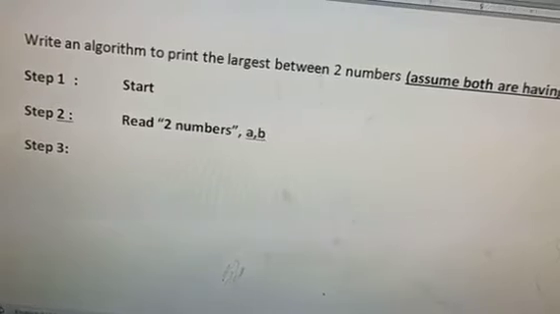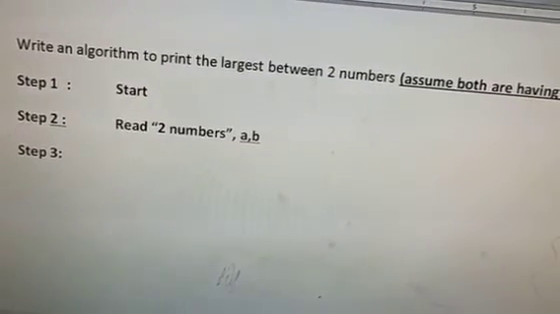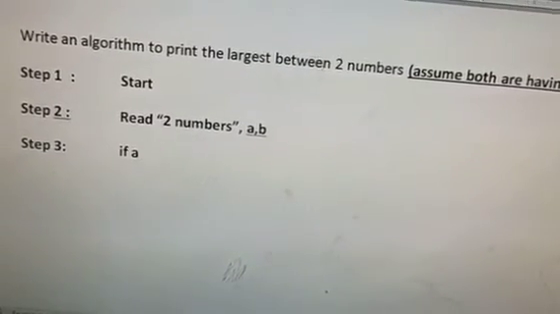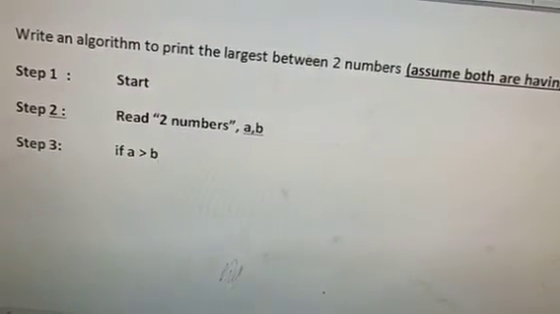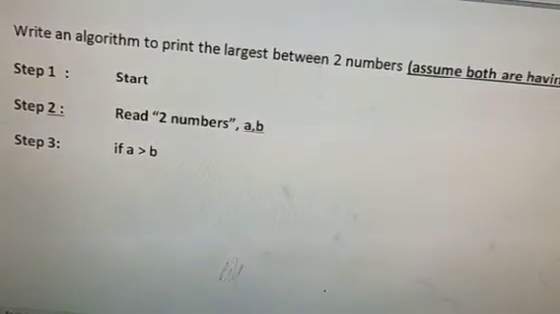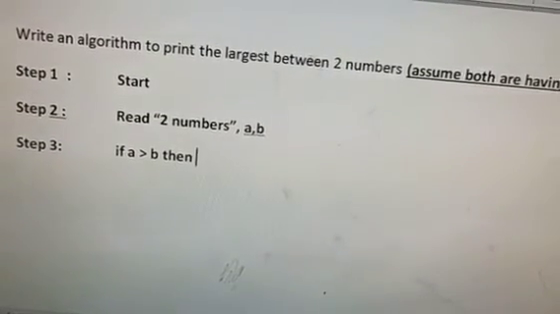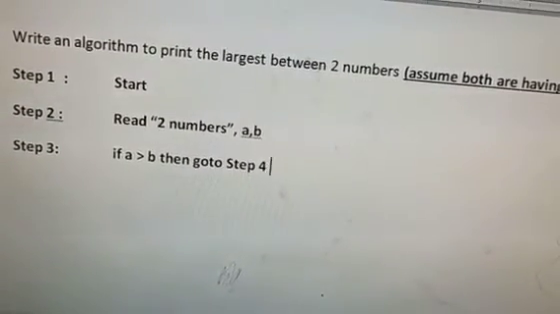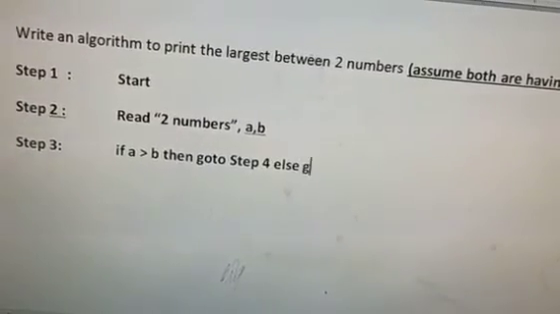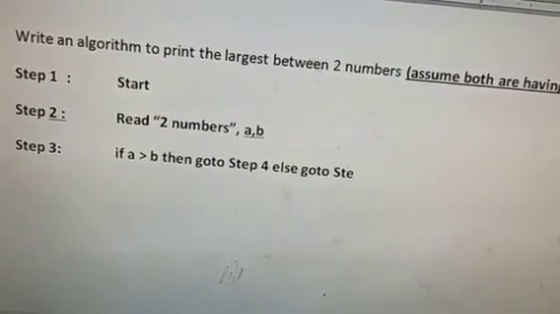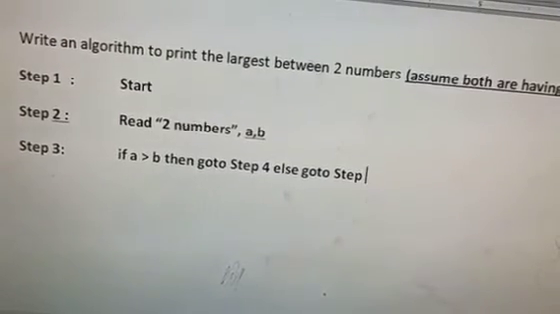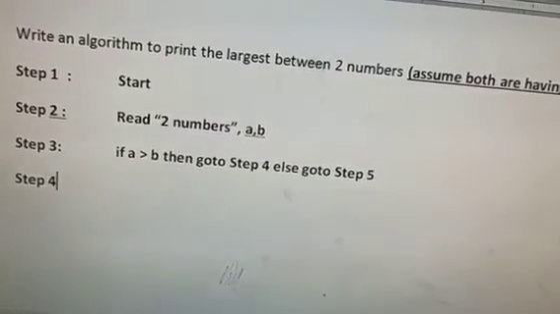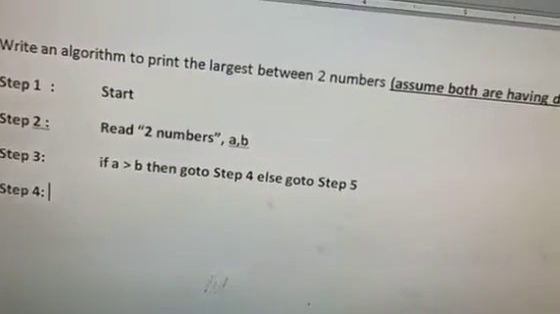In step 3, what we are supposed to do? We are supposed to put a condition. So for that, if A is greater than B, so the condition is very common. Then if A is greater than B, then go to step 4, else go to step 5, right?